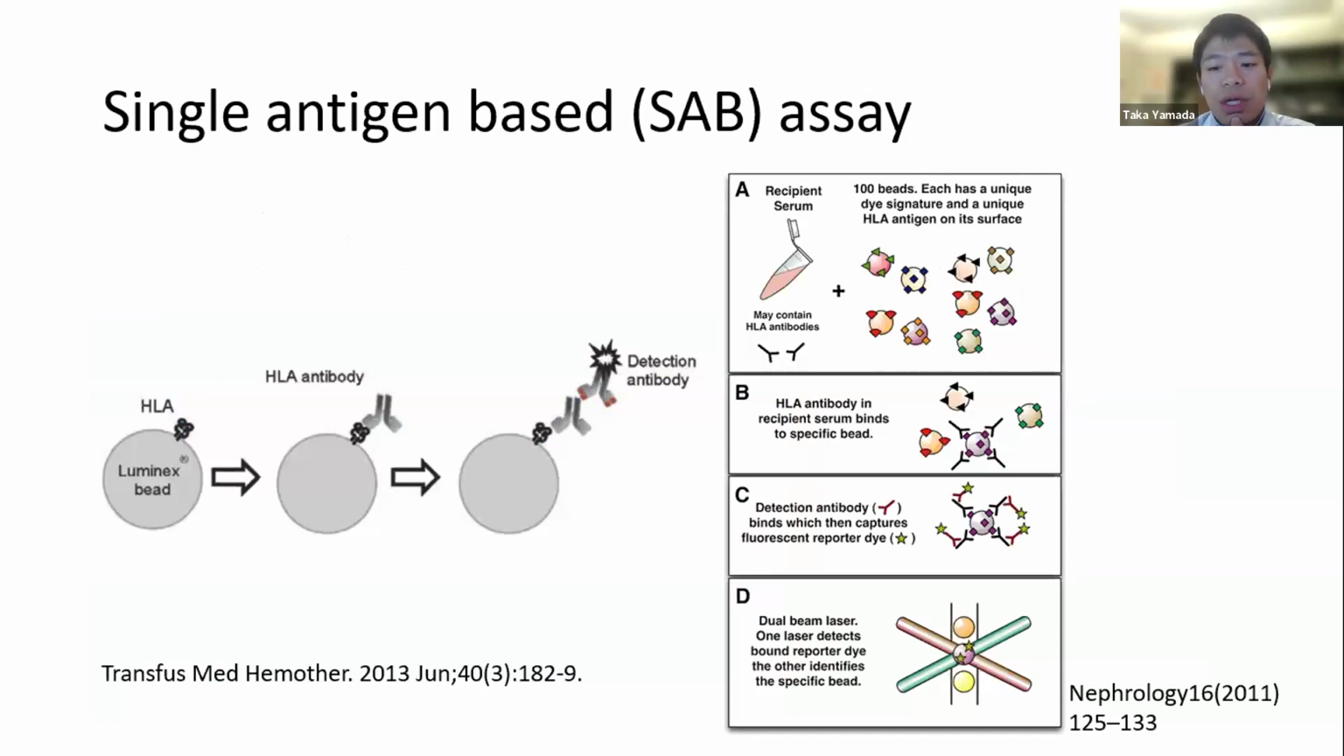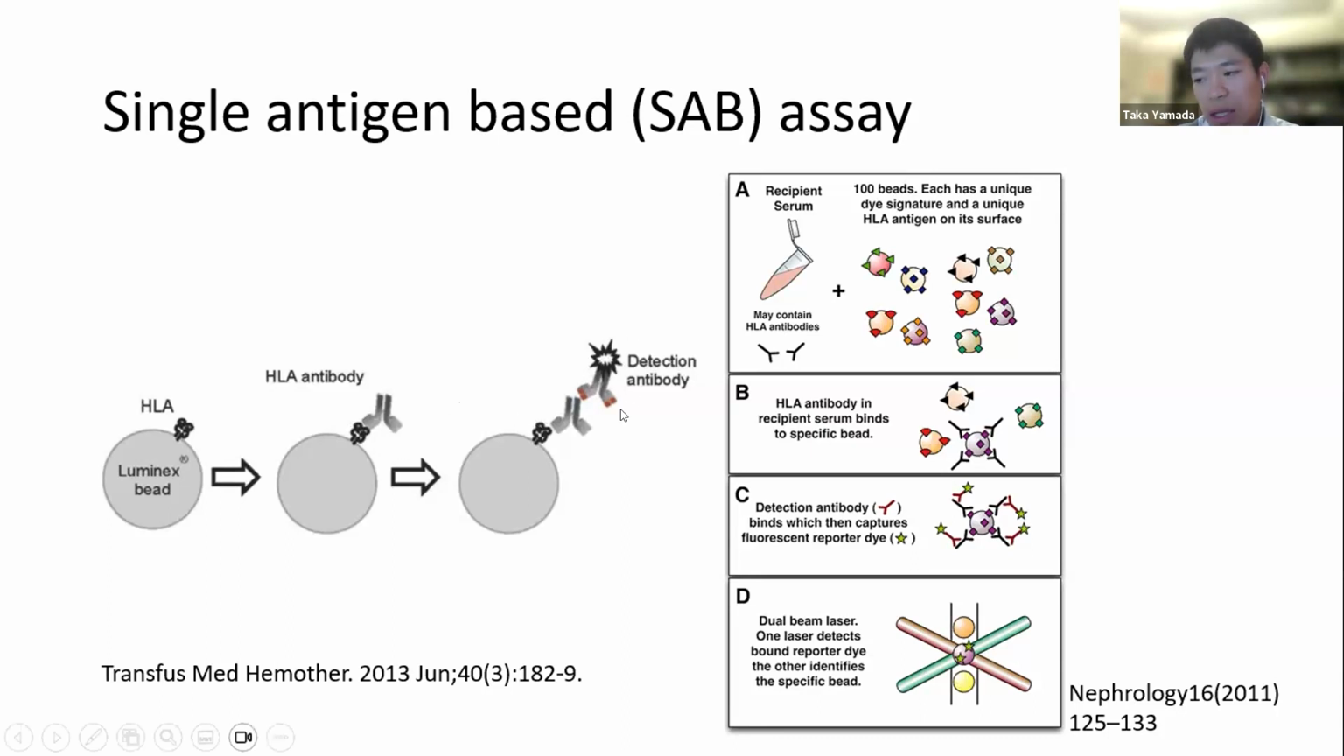So we need to determine the specific antigens to which the potential recipient has developed antibodies. So the HLA antibodies are assessed with a single antigen-based assay. The assay kit has approximately 100 beads, and each bead is impregnated with two fluorophores and coated with HLA antigens. Then, when a potential recipient's serum contains antibodies against an HLA antigen, they bind to the appropriate bead.